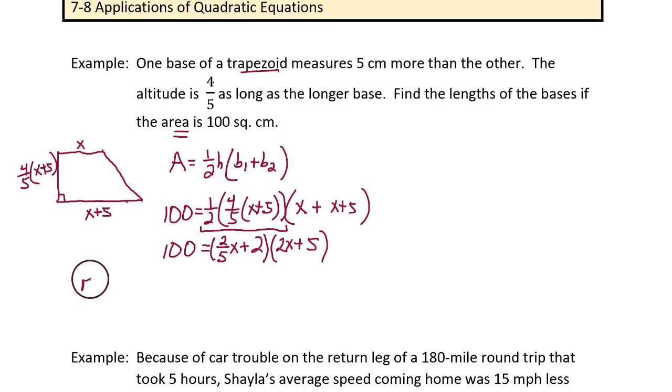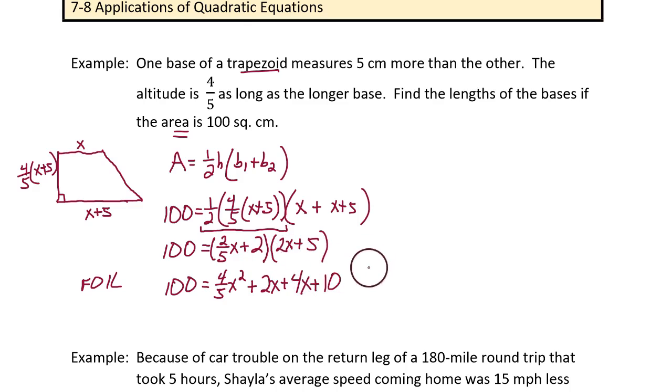Next up, let's do FOIL on the right side. 2/5 x times 2x makes 4/5 x squared. Now the outer product, 2/5 x times 5, makes positive 2x. Now the inner product, 2 times 2x makes 4x. And last, 2 times 5 makes 10.